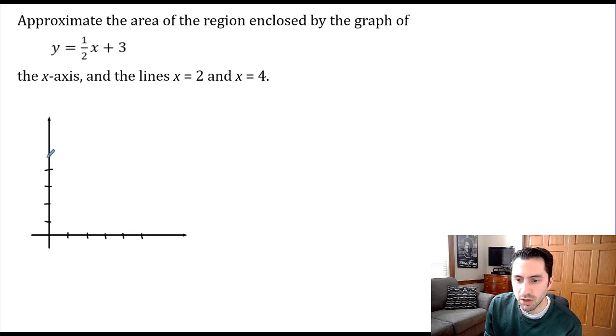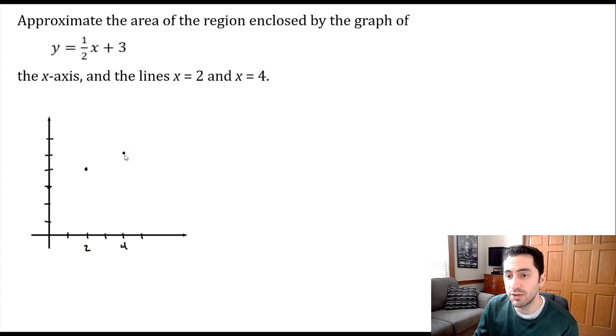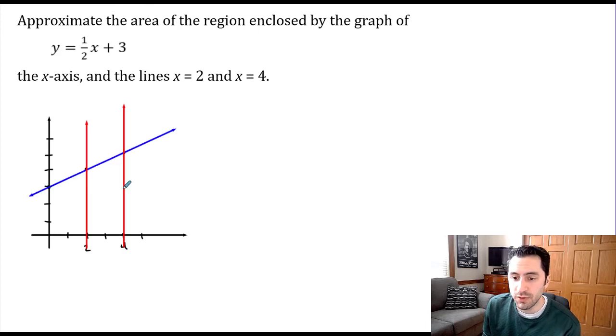So if we mark off an interval here, and then our line, we have a y-intercept of positive 3, and we have a slope of 1/2. So drawing in a couple extra points. And then the interval we're looking at is from 2 to 4. So let me draw in the line, and I'll also draw in some vertical lines to represent our interval. All right, so in blue, this is our line, y equals 1/2 x plus 3. And then I have the vertical lines, x equals 2 and x equals 4.